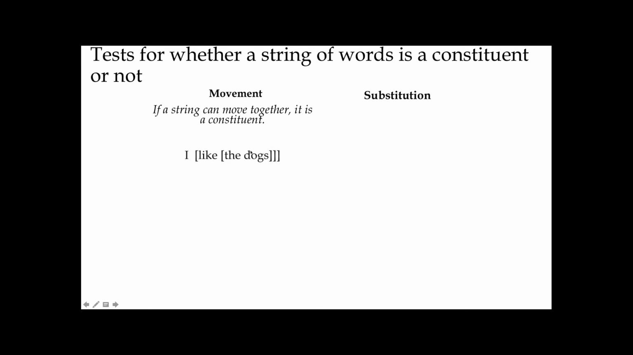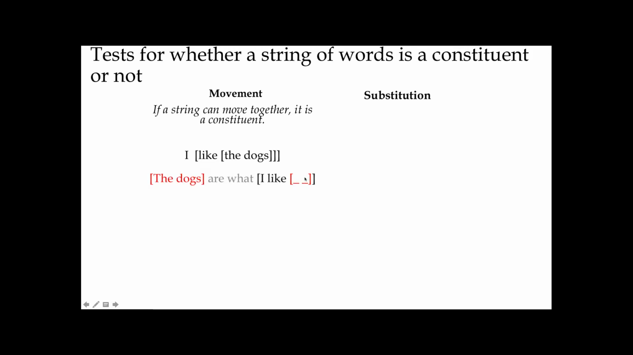So there are two different tests for whether or not a string of words is a constituent, whether these things would be a phrase or a clause or a sentence. We can use movement tests and we can use substitution tests. If a string of words, a linear grouping of words, can all move together as a unit, it's a constituent. So take something like "I like the dogs." "The dogs" would be a noun phrase, "like the dogs" would be a verb phrase, and "I like the dogs" would be the sentence.